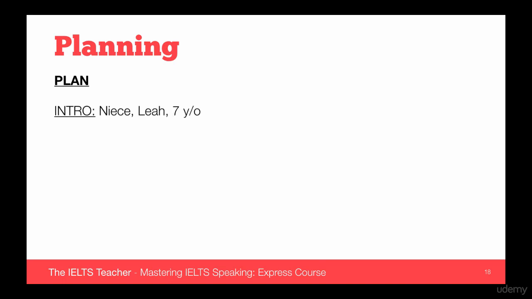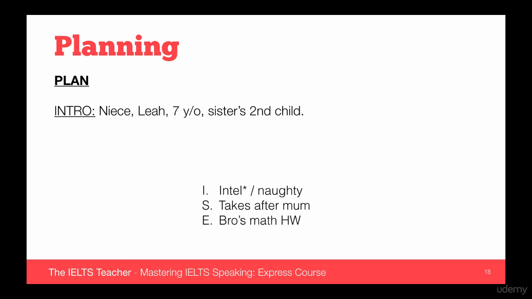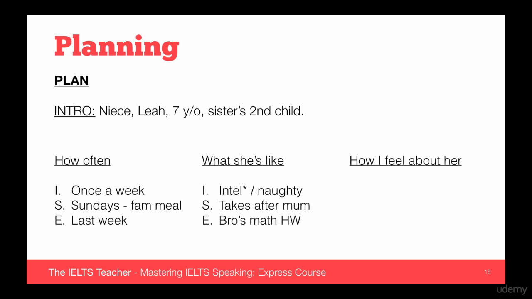Let's have a look at what this looks like in practice, looking at my plan for this talk on this topic card. Now, black and white information. Idea, intelligent, naughty, support, takes after mum, example, brother's math homework. Finally, how I feel about her, idea, protective, support, can be clumsy, example, park, use the hawk idiom. Again, notice the note forms that I'm using.